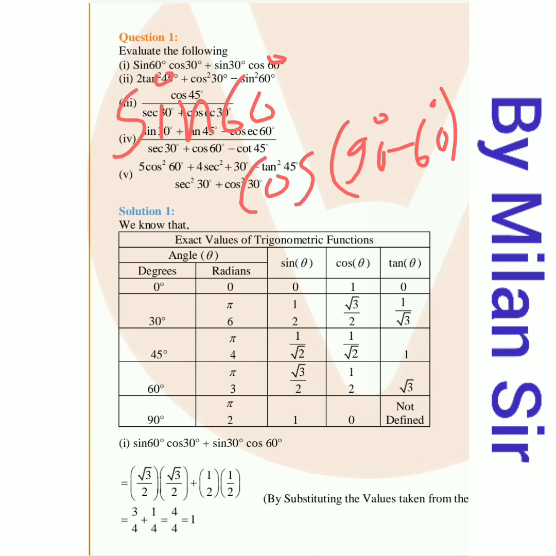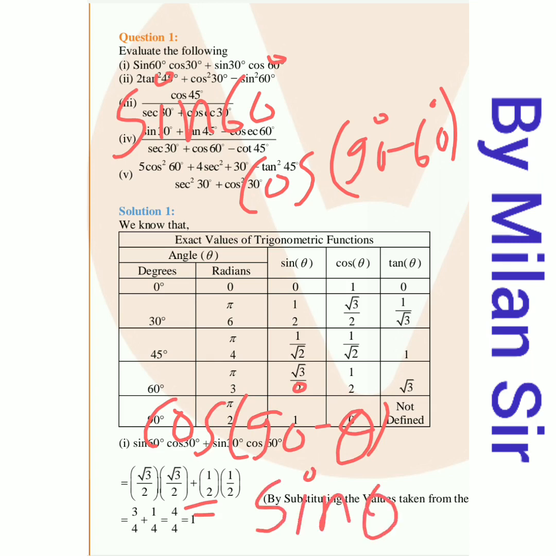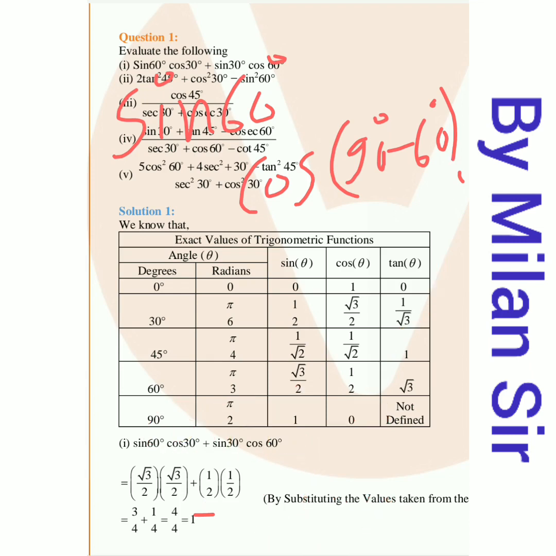Now we learned one formula, that is cos(90 minus theta) is equal to sin theta. Here our theta is 60. So in place of cos(90 minus 60), I can write sin 60. First of all I solve only our first term; the second term I will solve later on. So sin 60 as it is, and cos(90 minus 60) becomes sin 60 again.